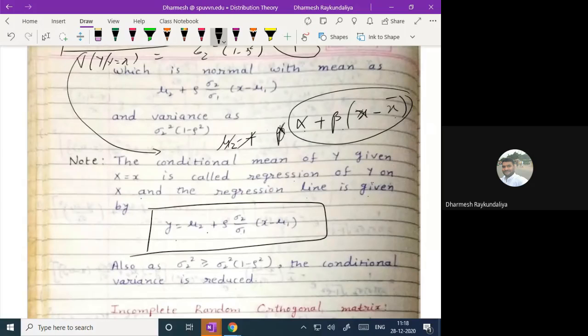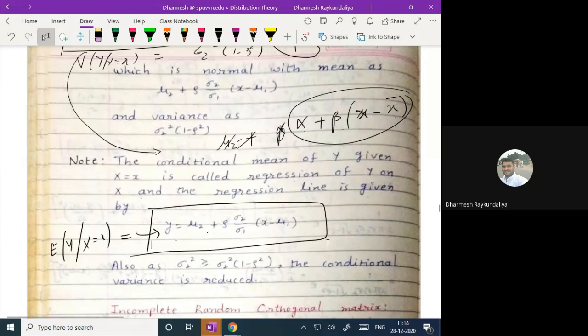So when we talk about regression theory, we say that x and y have a bivariate normal distribution. And when you find the conditional mean, that means given a value of x, what is the expected value of y? It is nothing but the expected value of y given x, and it is this. And that is how we fit the regression line.